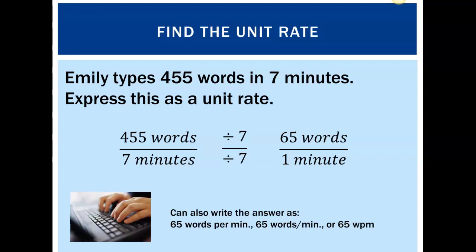If it's a well-known abbreviation such as words per minute WPM or miles per gallon MPG or miles per hour MPH, it's okay to use that. However, if it's something like the number of hot dogs eaten per minute, we couldn't use HDPM because that wouldn't be a common abbreviation that everyone would know.